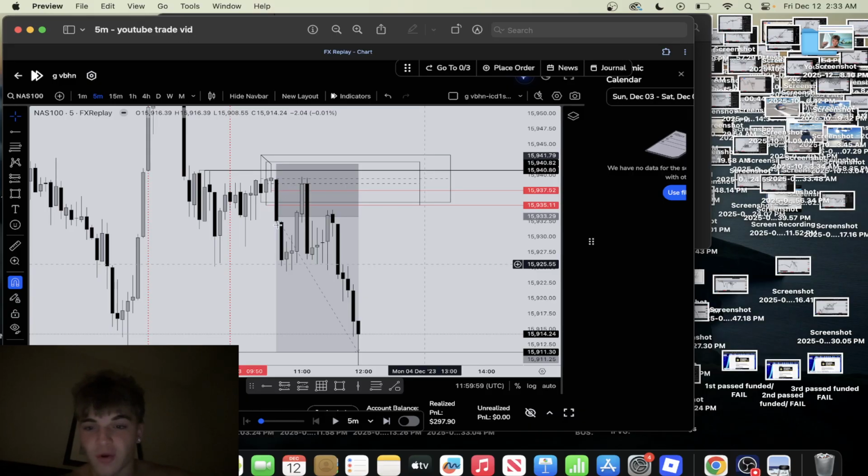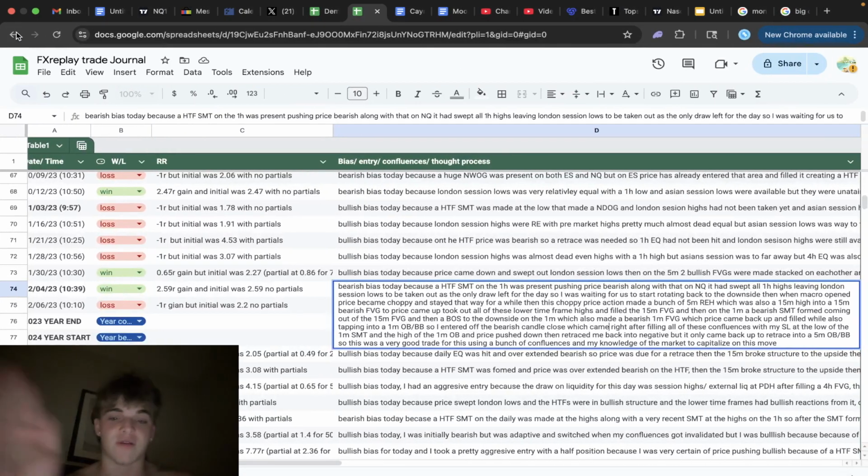Yeah, so once we broke structure back down on the 5 minute, we never came to retrace back up, and sweeping these lows gave us just enough juice to come back up here, fill this 5 minute order block, breaker block, and then deliver us back down to our draw. So that is why we had that little mishap and rotation back up.